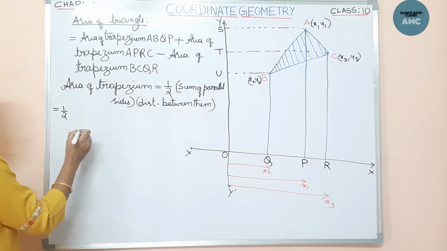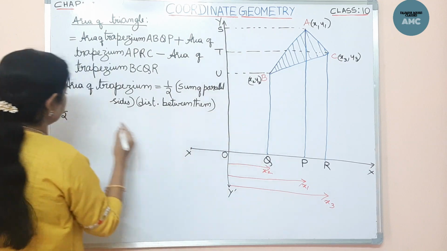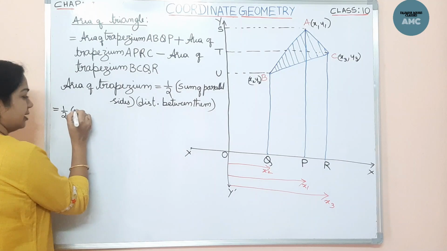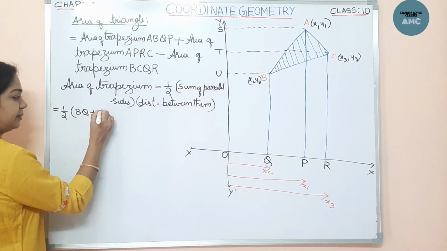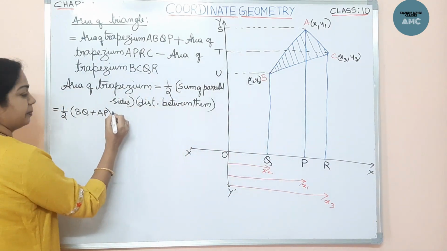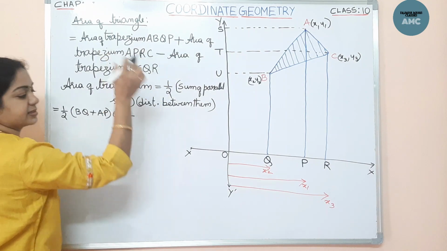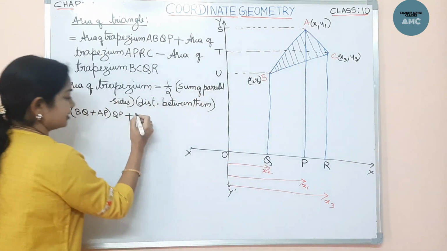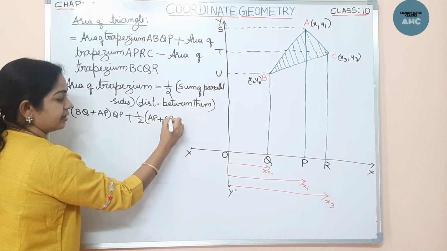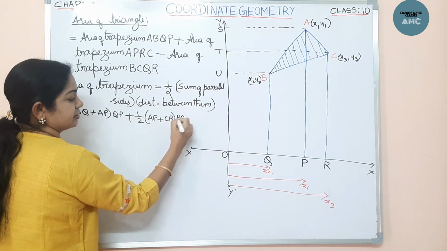Let us write the formula, that is half area of, first let me write the area of trapezium ABPQ. So the sum of the parallel sides are BQ, AP, right? BQ plus AP. Now what is the distance between these two parallel sides? PQ or QP, right? Now the second trapezium, that is APRC. Now the parallel sides are AP plus CR, and the distance between the parallel sides is PR, isn't it?